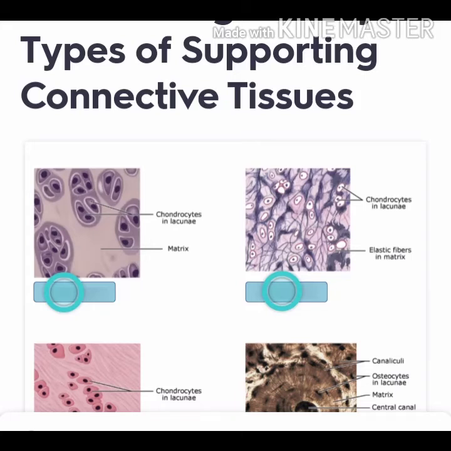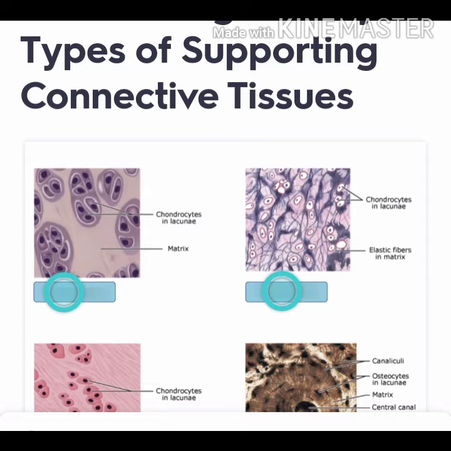Welcome to biology class. We are discussing connective tissues. We studied that connective tissues are mainly classified into three based on the type of matrix. So what was the first one? That is connective tissue proper, with two types of matrix: a loose matrix and a dense matrix.